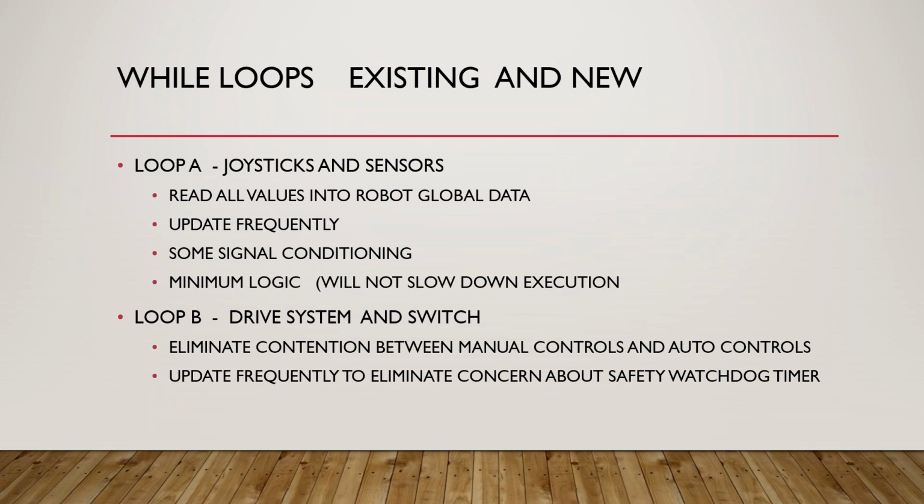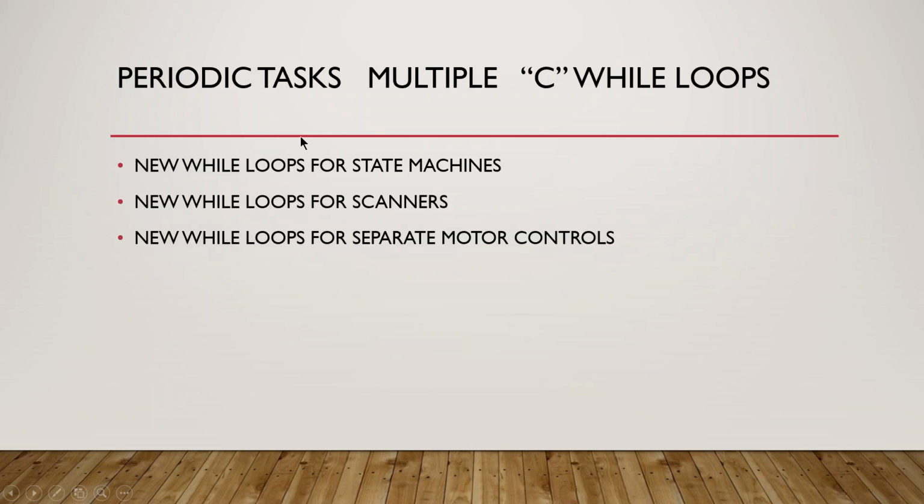You're going to see some element of signal conditioning, and we want to have minimum logic so it won't slow down the execution. Loop B is where the drive system and the switch will be if we have any automated controls. This needs to be updated frequently so that we can eliminate concerns about the watchdog timer. And in the third loop, there are going to be multiple C while loops. This is where we're going to put new loops for state machines, new loops for scanners, or any other type of motor or actuator controls.